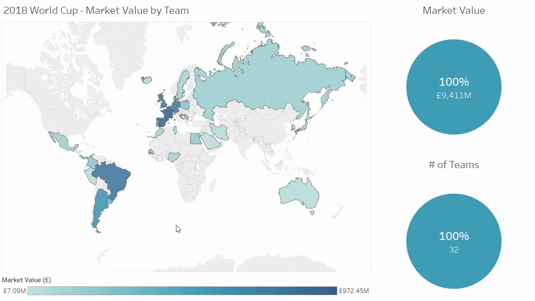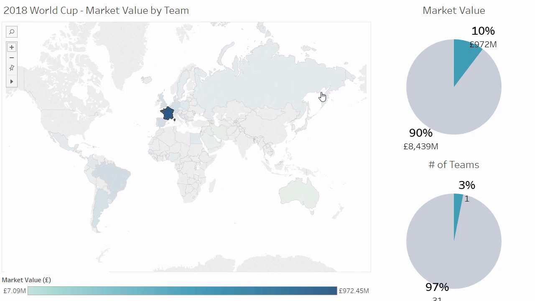This viz is looking at the market value of teams that played in the 2018 World Cup. There were 32 teams, and those 32 teams are worth £9.4 billion. If we select a particular team, such as France, this shows you that France accounts for 10% of the global market value of World Cup soccer players, while accounting for just 3% of the teams.